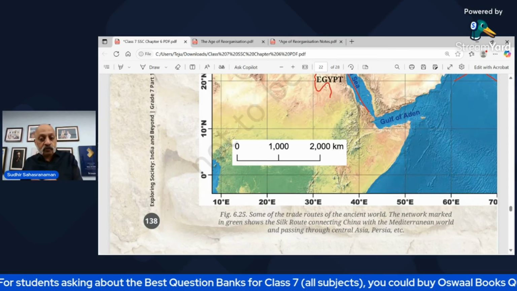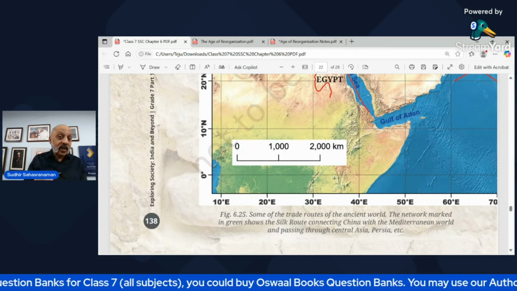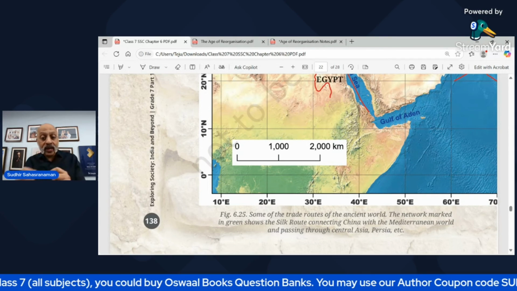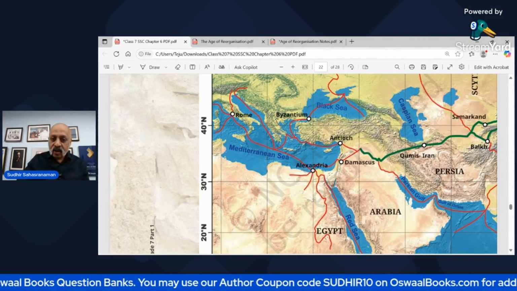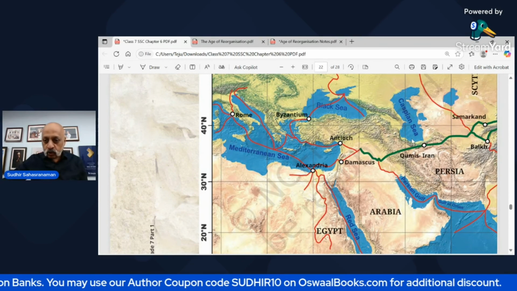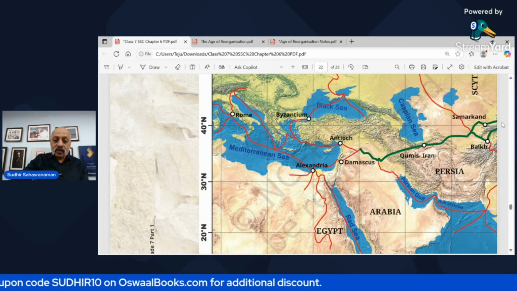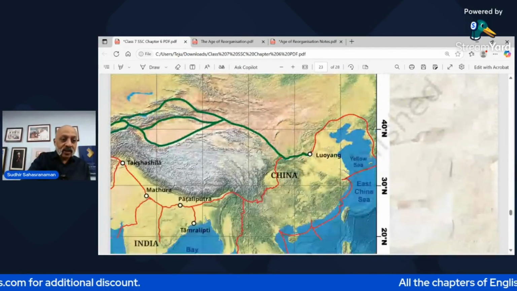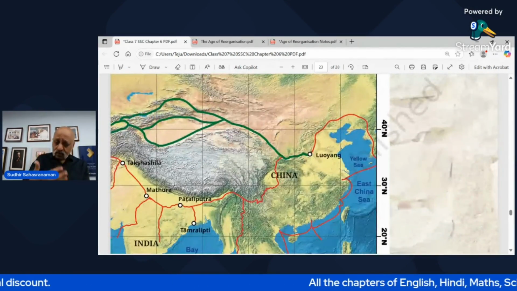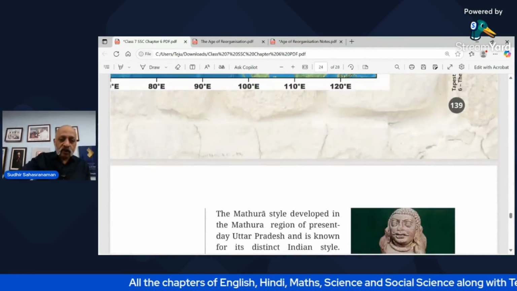Some of the trade routes of the ancient world: the network marked in green shows the Silk Route connecting China. What I told you, China, Mongolia, etc., were connected through the Silk Route. This green line that you are seeing going from Damascus through Iran and Samarkand, that's all the Silk Route, right? The Silk Route connects all the way till China, because China again was known as a very prosperous land about which people were very curious.